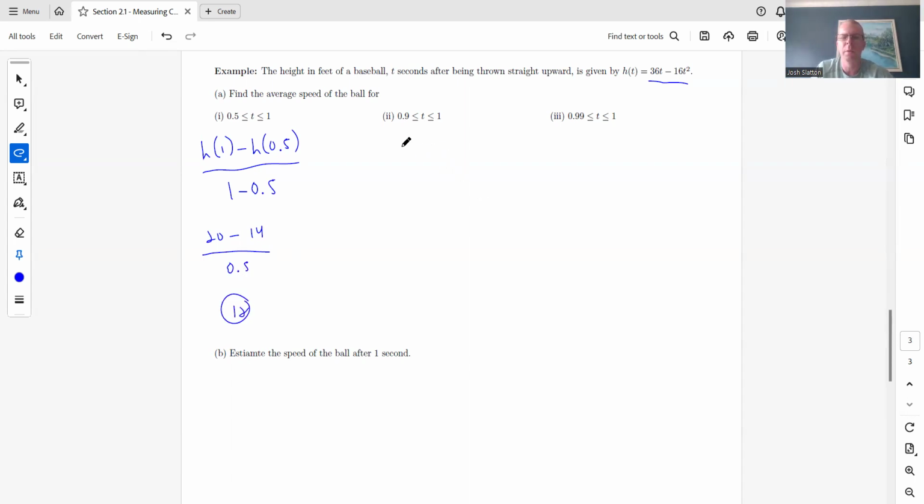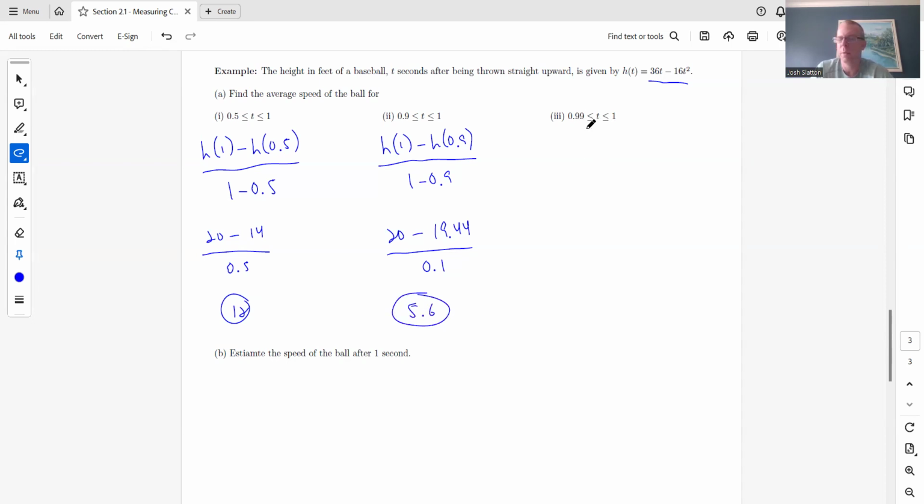Then let's do 0.9 to 1. We have h of 1 minus h of 0.9 over 1 minus 0.9. So we have 20 minus, and h of 0.9 is 19.44, over 0.1. That'd be 0.56 over 0.1, which gives us 5.6.